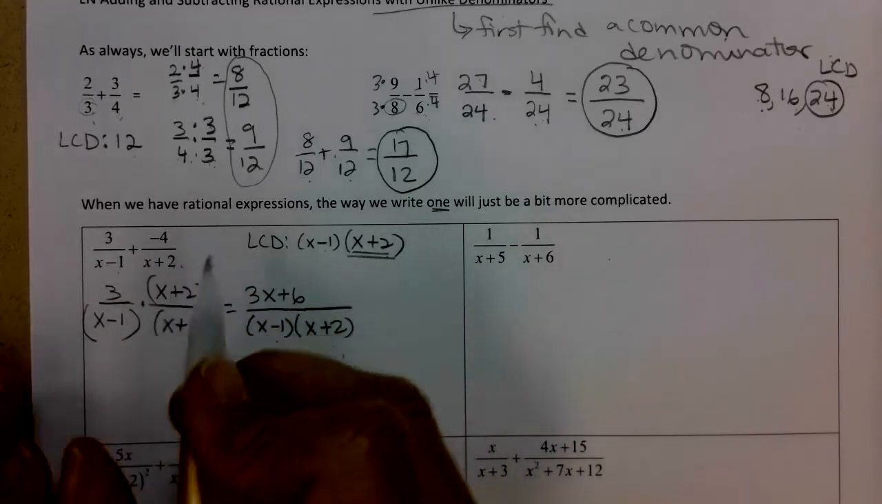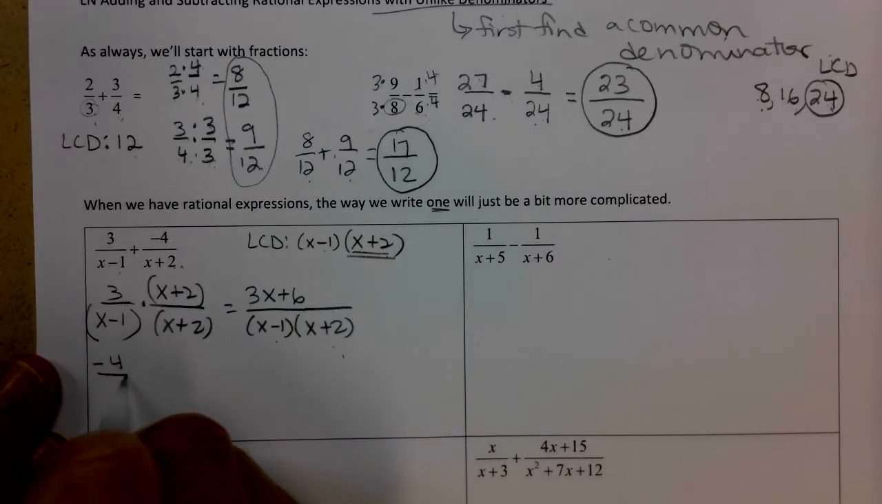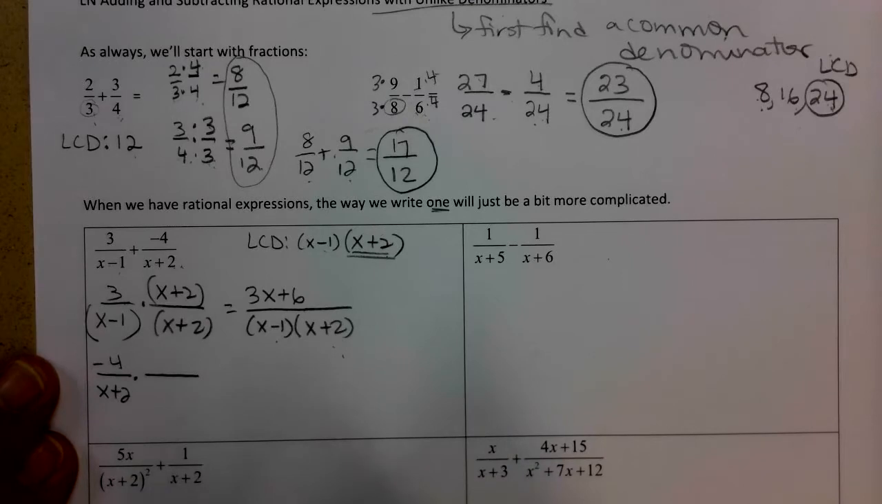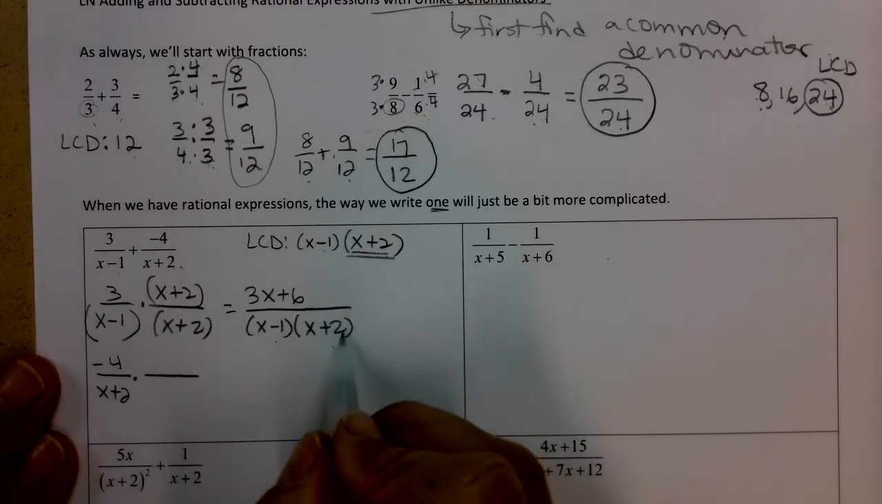Okay, let's do the same thing for the second one. So I have negative 4 over x plus 2. What do I need to multiply it by so that it's going to have that common denominator?